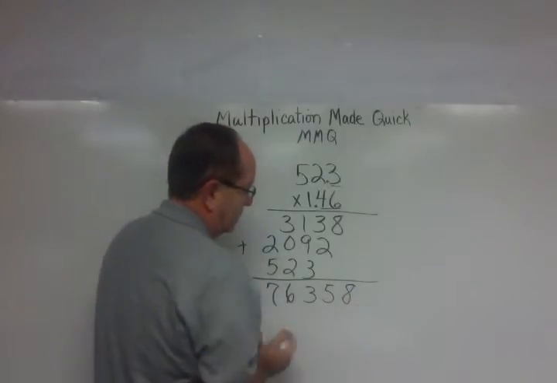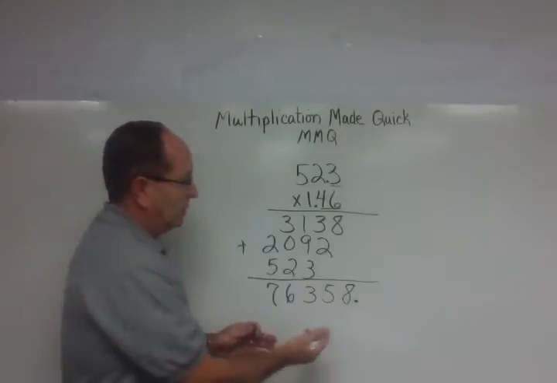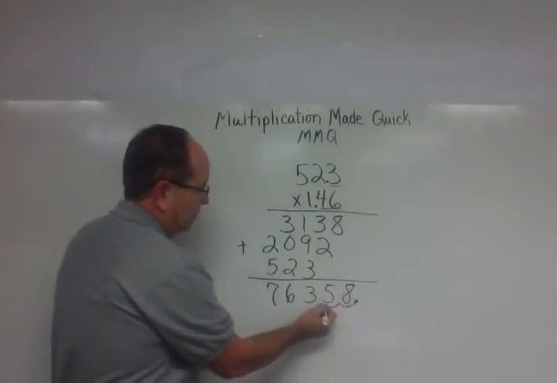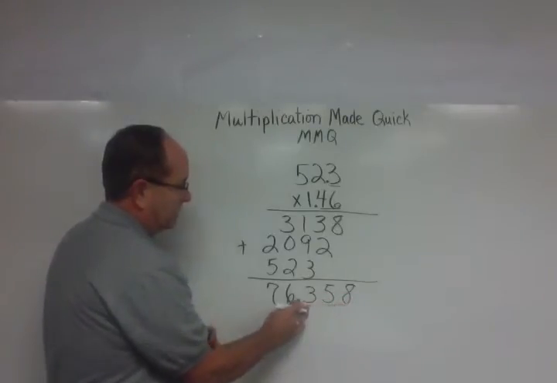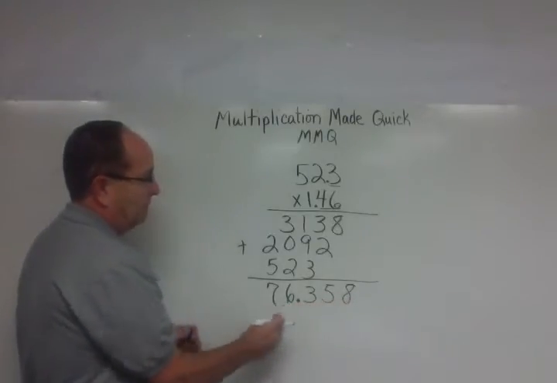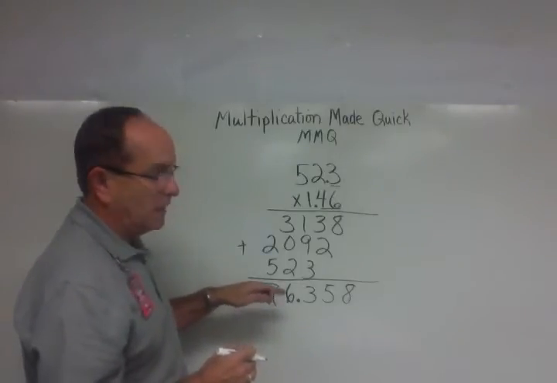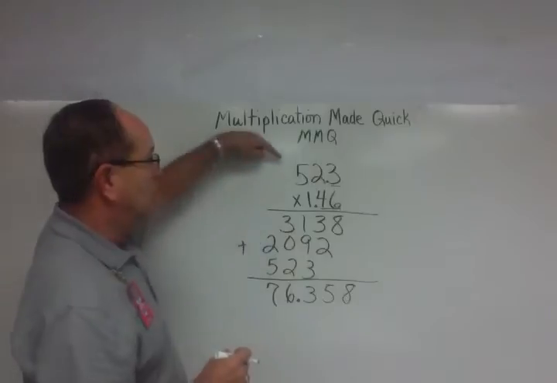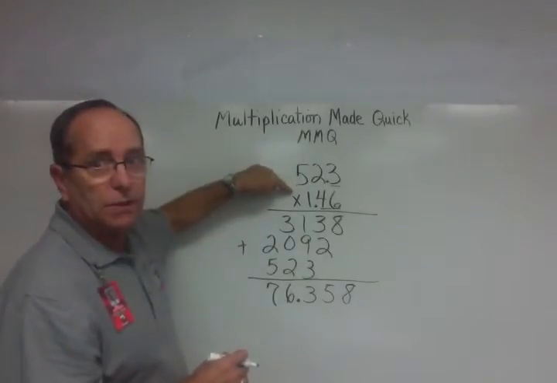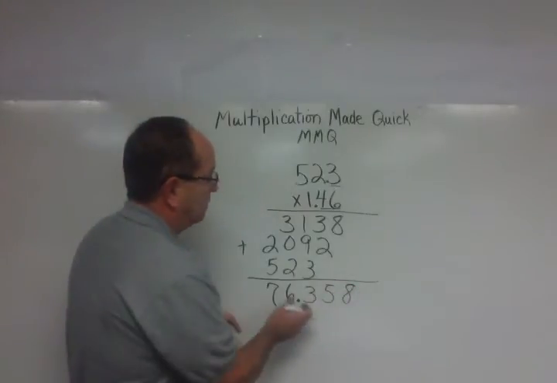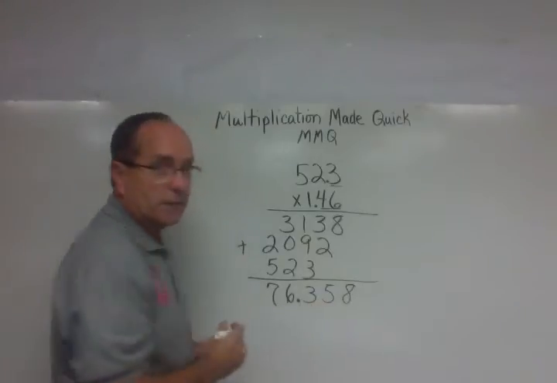So when I come down here to the product, here's my decimal if it's a whole number. I'm going to go 1, 2, 3 places over, and this is then where my decimal is going to be located in this product. That 76 and 358 thousandths is my answer of multiplying 52 and 3/10 by 1 and 46 hundredths because of the decimal position. 1, 2, 3, 1, 2, 3, decimal goes.